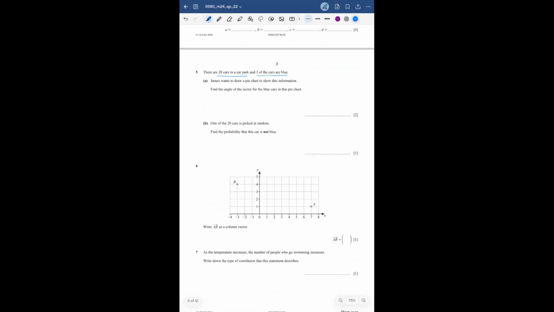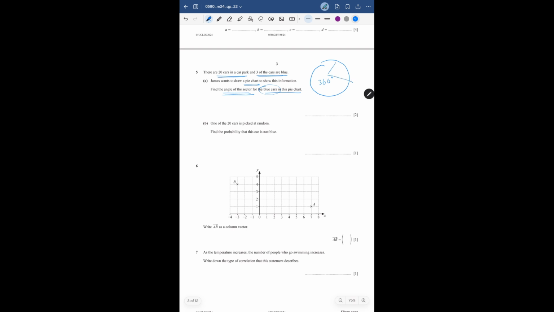Alright, question number 5. There are 20 cars in a car park and 3 of the cars are blue. James wants to draw a pie chart to show this information. Find the angle of the sector of the blue cars in the pie chart. First of all, we should know the total angle for a pie chart is 360 degrees. So he wants to draw a pie chart for the blue cars, and we need to find the angle of the sector.